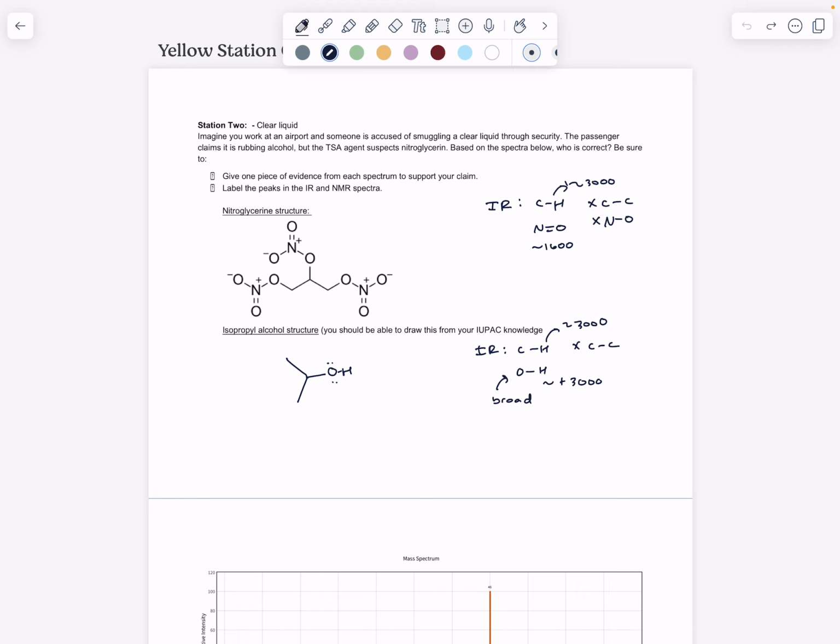So let's draw in our hydrogens that we would expect to see. There's 1 hydrogen here, 2 hydrogens here, 2 hydrogens here. And I don't see any other hydrogens. I see that there's some symmetry. If you cut down the middle of this molecule right here, these 2 hydrogens are in the same environment. So I'd expect only 2 peaks on the nitroglycerin structure.